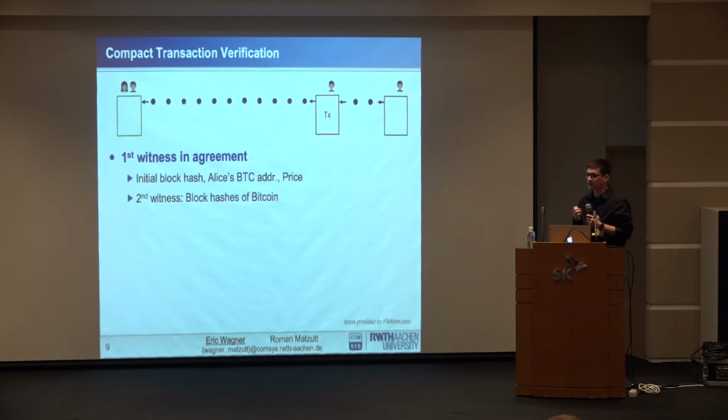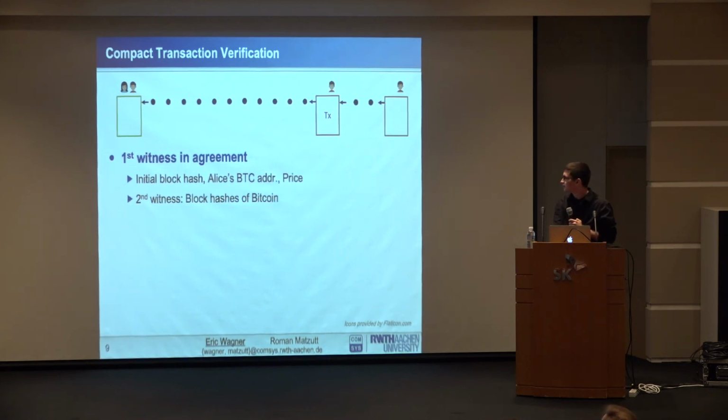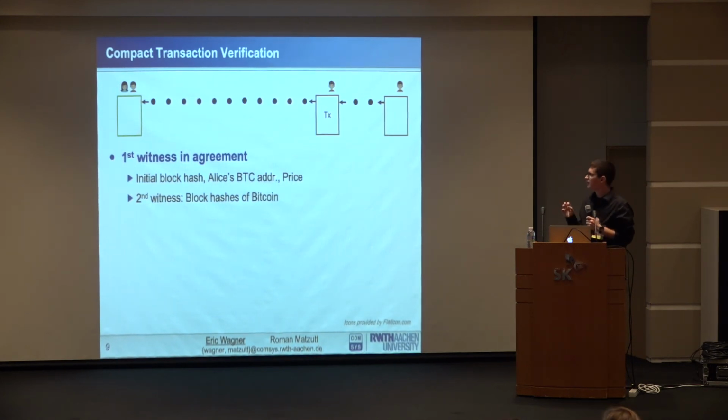So we have this first witness that was created at the start of the agreement and agreed on by both parties. Here we just store how much should be transferred and where, also the address of Alice. And then we also negotiate a Bitcoin block hash that both parties say, okay, this is really in the chain and we agree on this. And then we have the second witness, which can be uploaded by Bob. That's his claim to the block hashes where the transaction is actually in the blockchain.